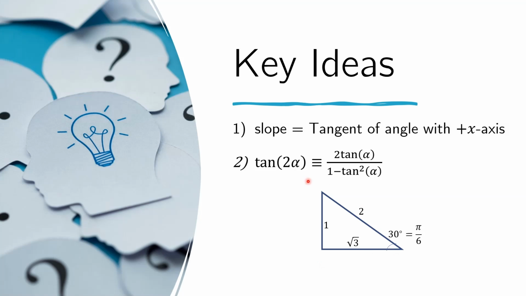This is a special triangle, a 30-60-90 triangle, and we will have to recall that if this angle here is 30 degrees or pi over 6, then the ratio of the sides of the triangle is such that the opposite side is 1 and the adjacent side would be square root of 3. And of course, the long side here would just be 2.